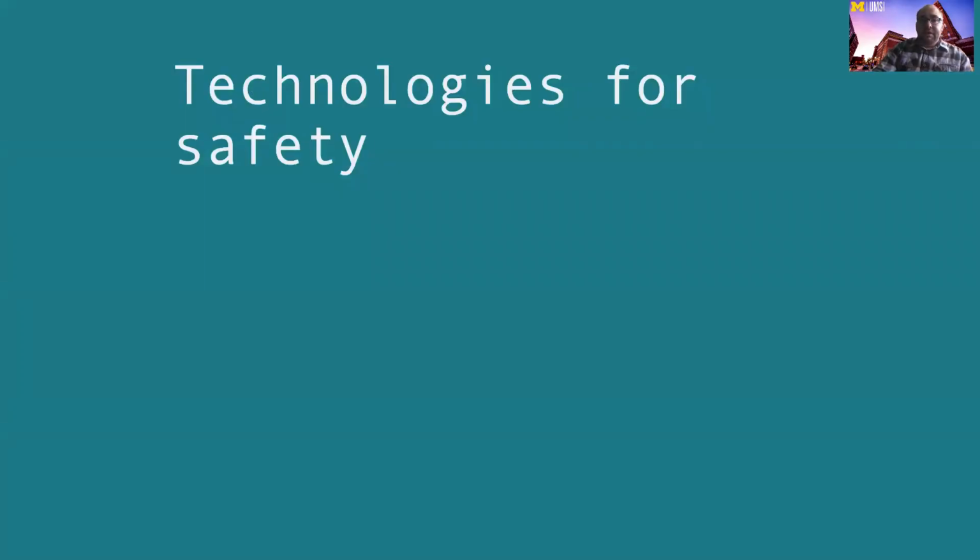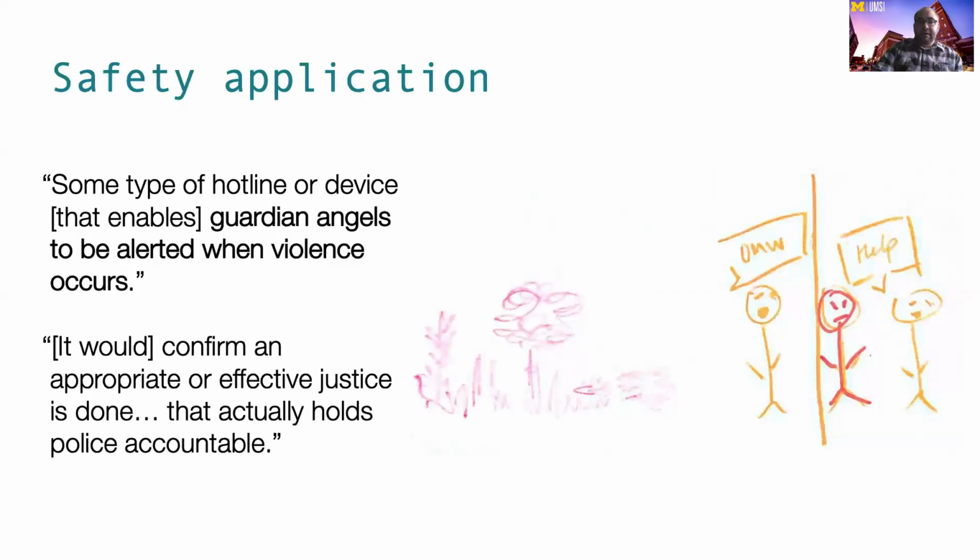Our next category was technologies for safety. A primary challenge that participants mentioned during the design sessions was their concern for safety, and this was particularly about fears of violence in public spaces. So participants envisioned a community-based technological application that involved, as they said, some type of hotline or device that enables guardian angels to be alerted when violence occurs. It would confirm an appropriate or effective justice is done that actually holds police accountable.